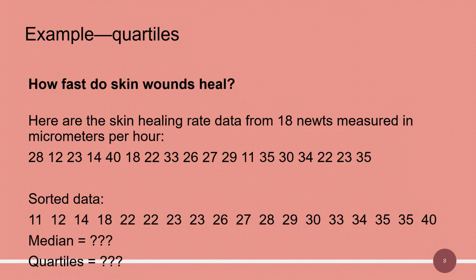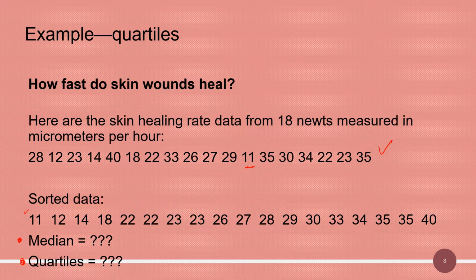In this example, there are 18 measurements given. We are asked to find the median and the quartiles. First of all, when we find the median, we have to check whether this is put in proper order. Since it is not arranged in proper order, let us sort them out. The minimum is 11, so start with 11. It is put in ascending order, 11 through 40. Everything is written clearly.